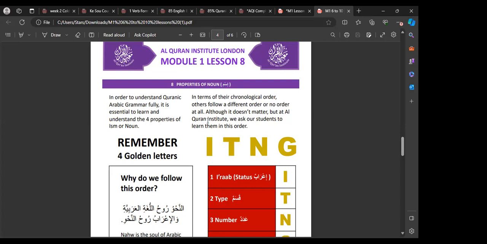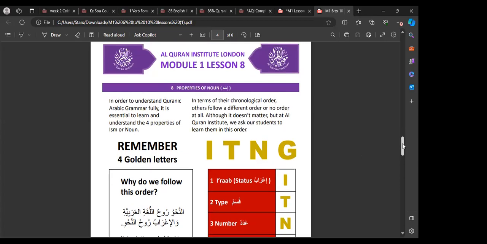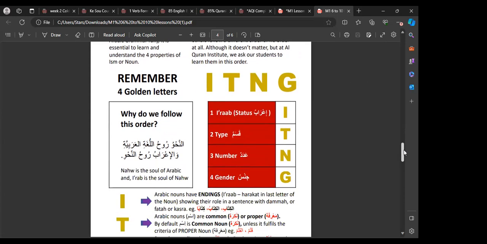So, Bismillah. In order to understand Quranic Arabic grammar fully, it is essential to learn and understand the 4 properties of an ismun. So nouns have 4 properties. In terms of their chronological order, others follow a different order. Every grammar course that you take includes these 4 categories, but they might do them in different orders and different methods. But they will have these 4 properties. The reason we chose this order is because I'rab, the first one, is the most important.